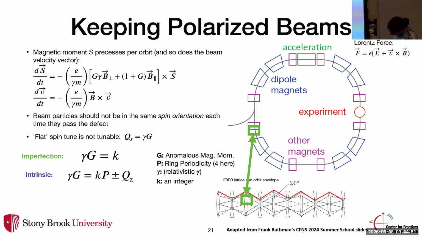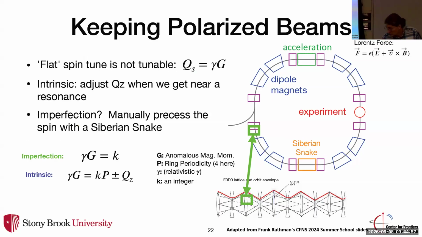And we have our equivalent of the resonances to avoid. Our spin tune is the Q sub S, which is the gamma factor of the beam times the magnetic moment, written in funny terms, but don't worry about that. So if there's an imperfection, then if our spin tune is an integer, we'll keep hitting that imperfection at the same point every time, and it's going to rapidly depolarize our beam.